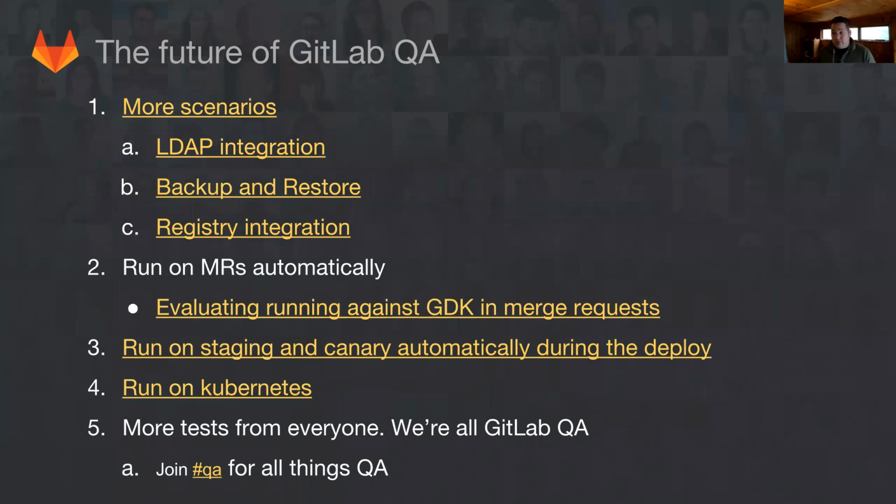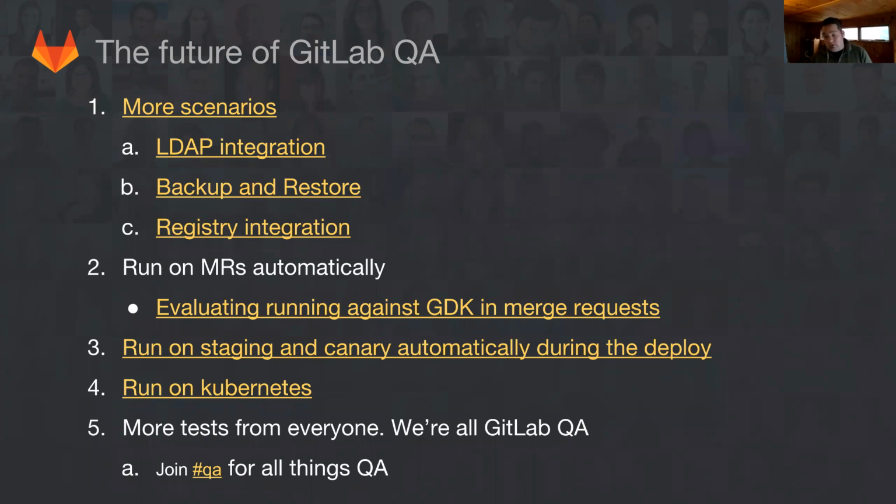So now we're on to the future of GitLab QA. One of the key things is getting more scenarios, making it easier for you to write tests. Again, you don't need to redo all the integrations every time. The three big things that are being planned right now are LDAP integration. You should be able to test that new features don't break that, and you should be able to have low-level code to just interact and make sure that LDAP is working.